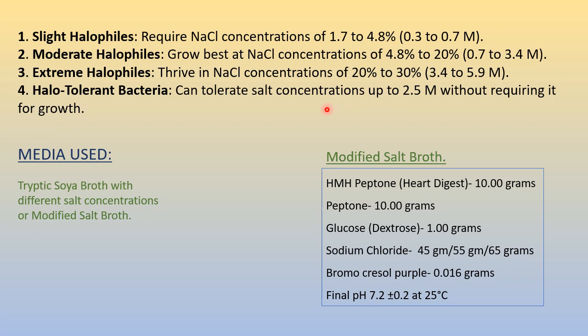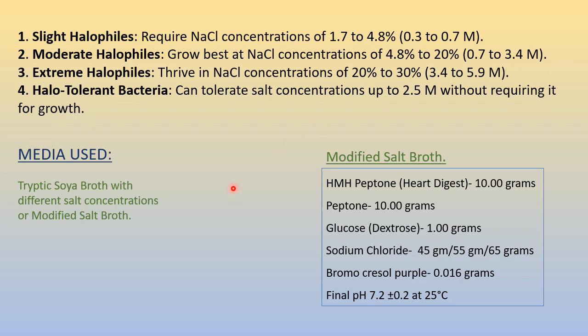And halotolerant bacteria can tolerate a salt concentration of 2.5 molar without requiring it for growth. That means that much salt is not required for their growth, but in that condition they can still tolerate the external salt pressure on the cell and grow. So you can see halotolerant bacteria at 2.5 molar are somewhere near moderate halophiles. In these kinds of environments you can also find some bacteria that are halotolerant.